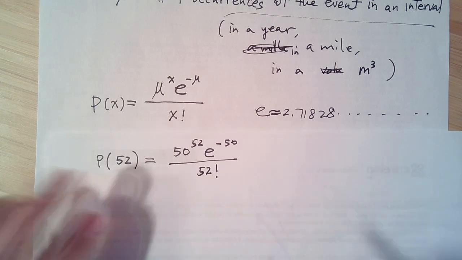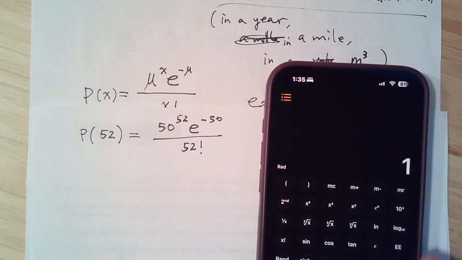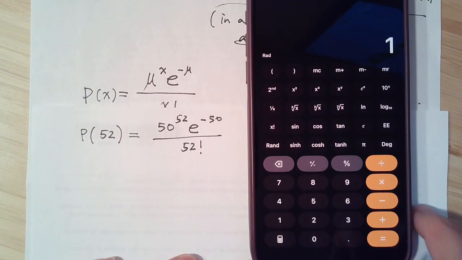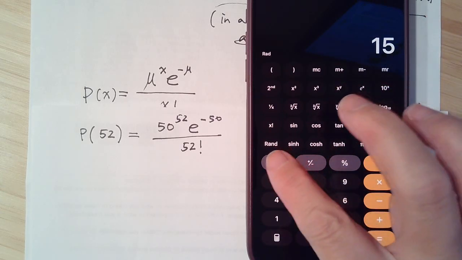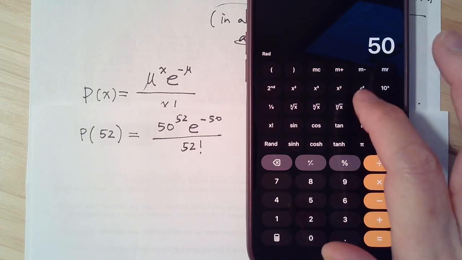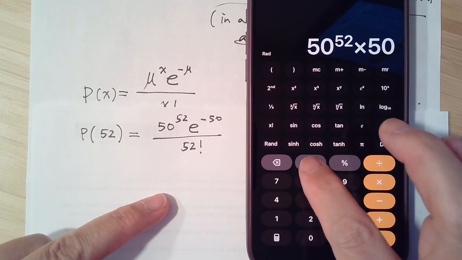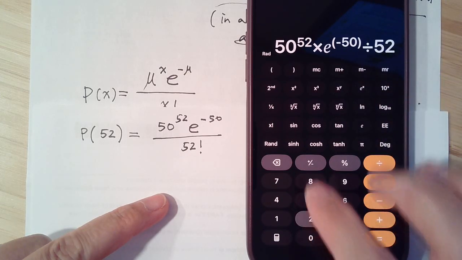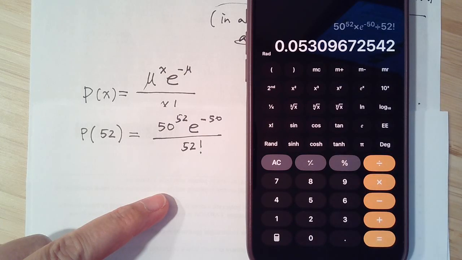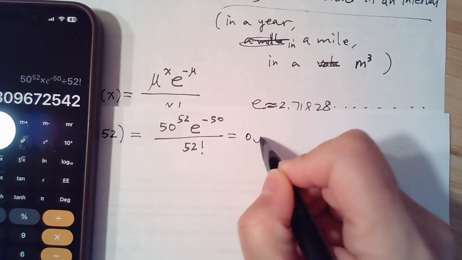Okay, so let's do that. I'm showing you how to do it on the calculator. 50 to the power of 52, multiplied by e to the negative 50, divided by 52 factorial, equals 0.0531.